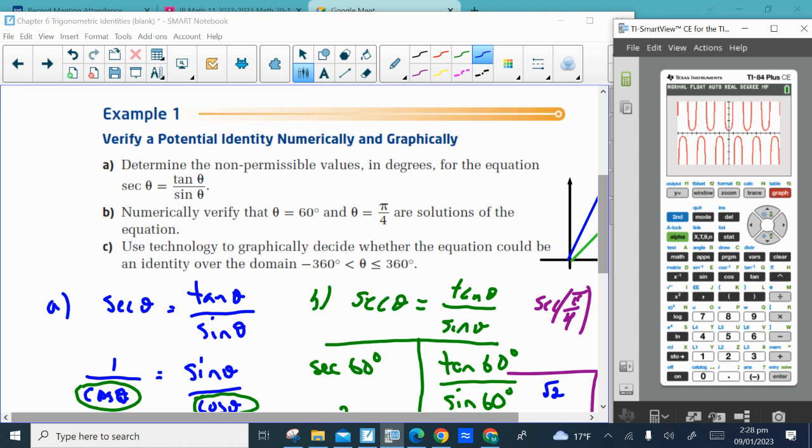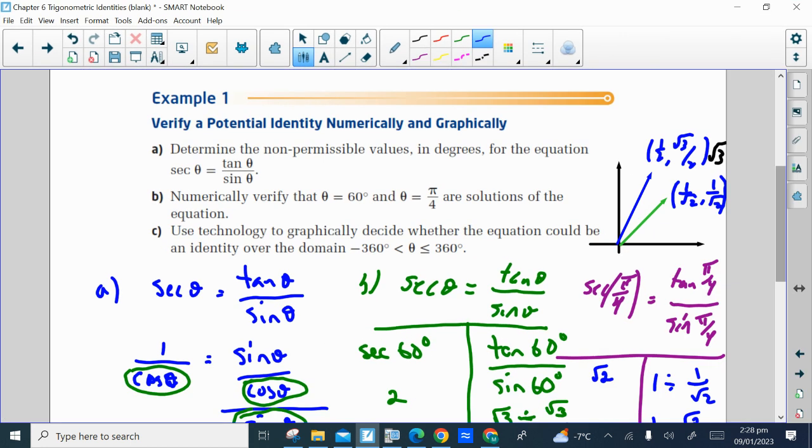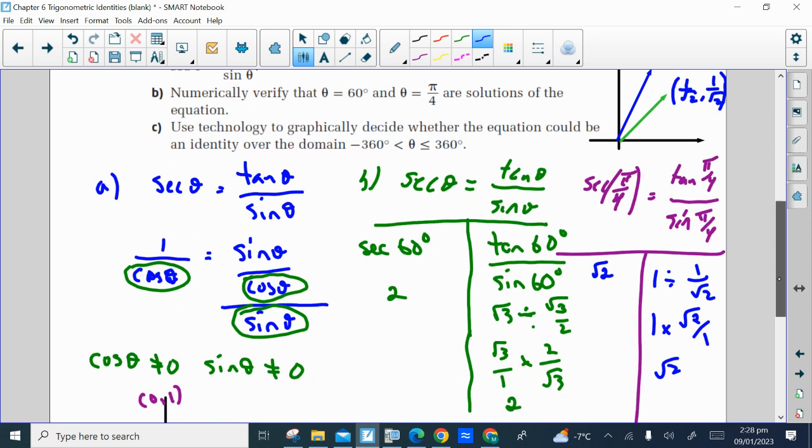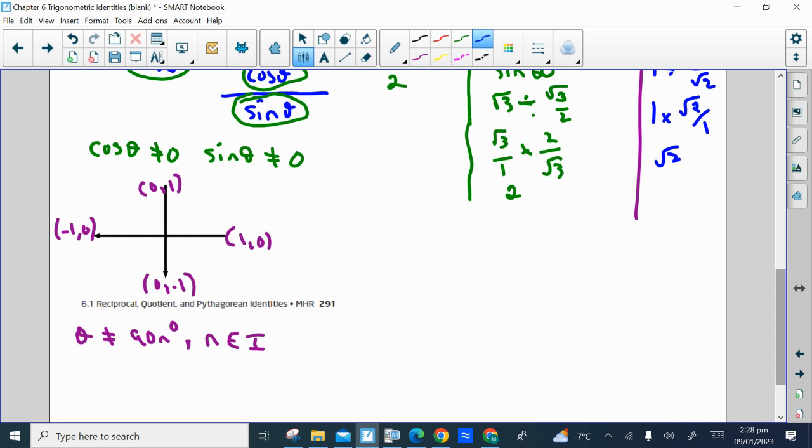And as we go through this chapter, we're going to see a different way, an algebraic approach, to showing that an equation is an identity. For now, we are just checking using specific angles and our graphing calculator. But we have to remember it doesn't prove that the equation is an identity for all values of theta, except for the non-permissible values. So we're going to get to that.